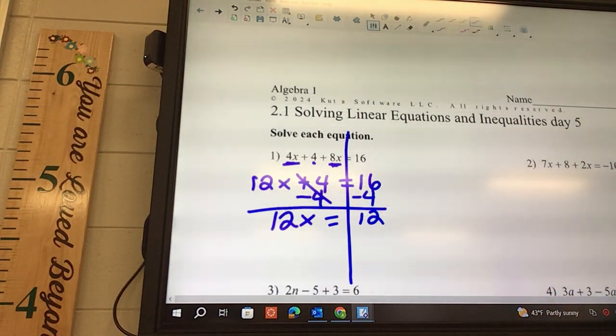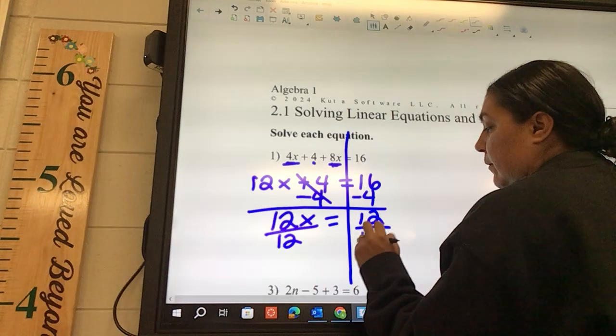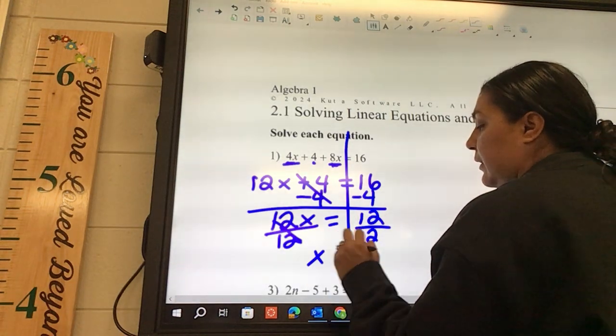And then how do I break up that couple? Divide by 12. And so that's going to give me x equals 1.